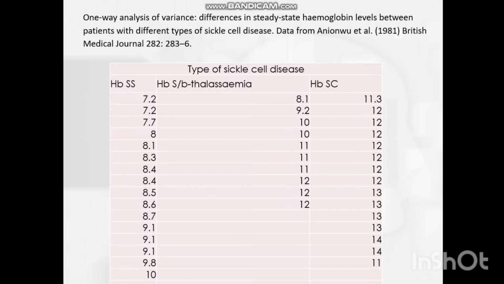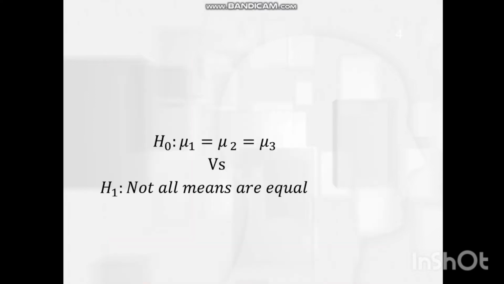So we will set our null hypothesis and alternative hypothesis. This is our null hypothesis. In this particular null hypothesis, we will state that all the means are equal: mu1 is equal to mu2 is equal to mu3. Then our alternative hypothesis is not all means are equal.